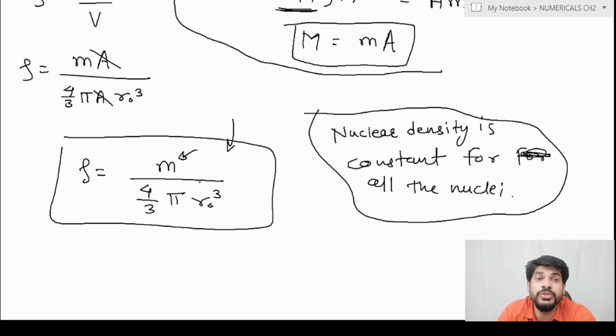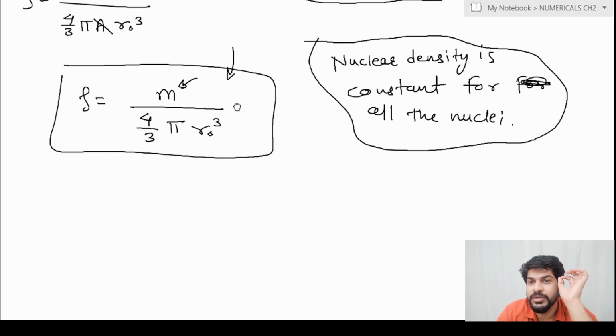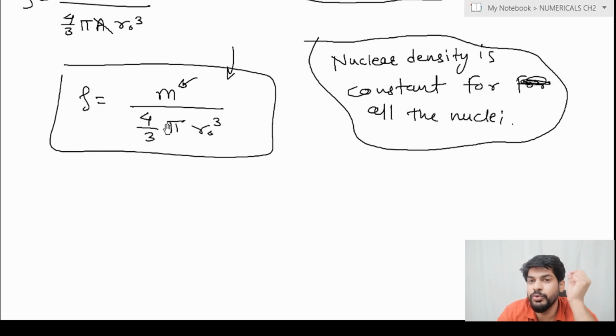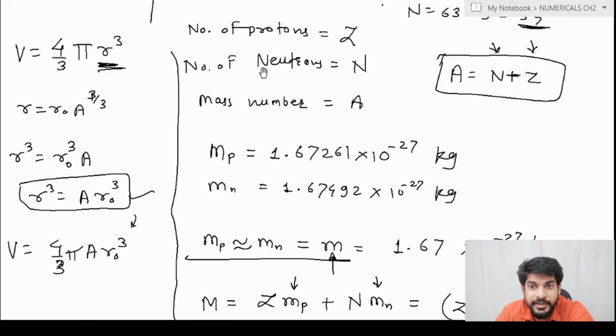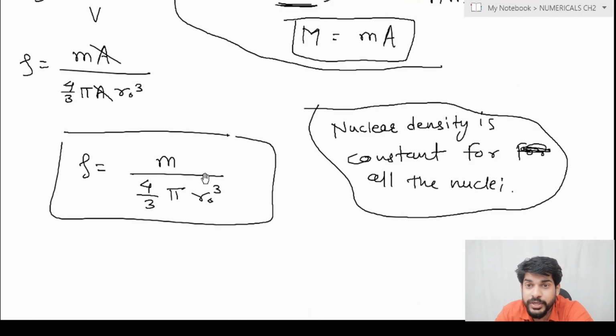All these terms are constant, isn't it? So that means over here it is a constant number. Every nuclei has got the same density, almost the same density we can say. So in this way we have actually proved this fact which was asked over here. What was asked here? Show that the rule implies that the nuclear mass density is nearly constant for different nuclei. And here it is, we have proved it.